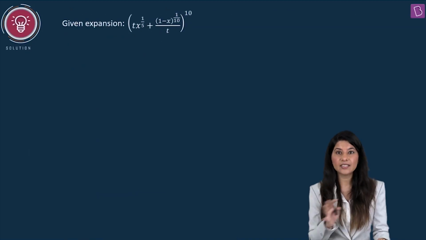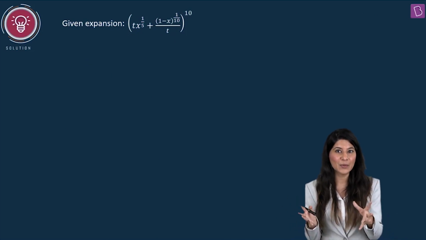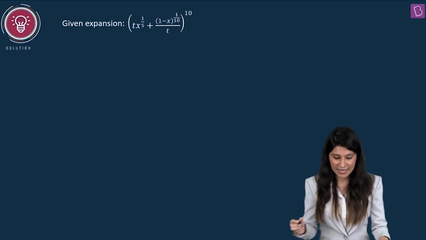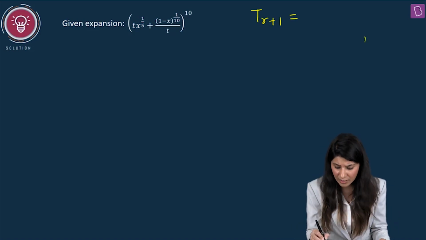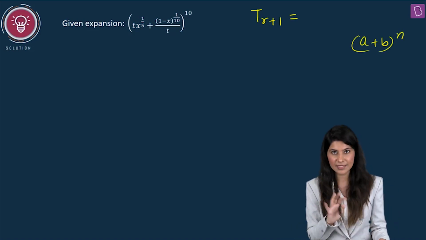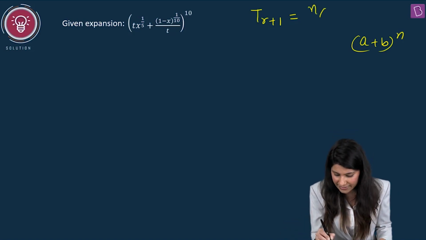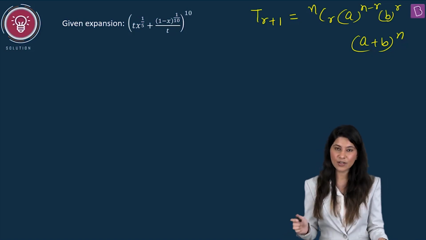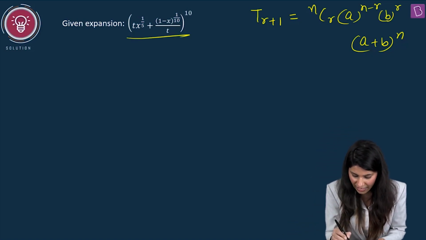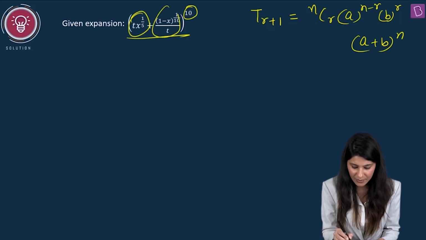How to get any term independent of any variable in any binomial expression? You all know, you have done this so many times. Right, so first we need to calculate the general term. If I'm talking about a plus b raised to power n, this is a binomial expression, right? So the general term would be what? nCr, a raised to power n minus r, b raised to power r. Right, let's write down the general term of this. Here we have n equals to what? 10, isn't it? A is this and b is this.